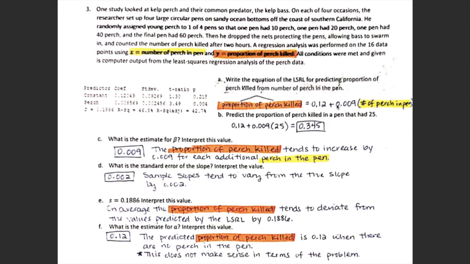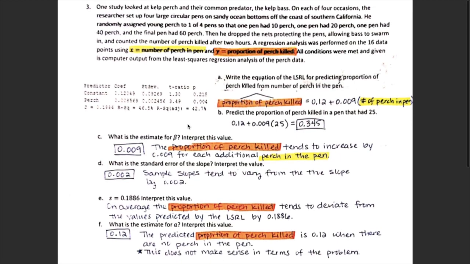0.0085, so I just rounded it up to 9. And then your x, okay, so the number of perch in the pen. For part B, it asks you to predict the proportion of perch killed in a pen that had 25. So you use the equation here and just plug in 25 for your perch in the pen and you should get 0.345.